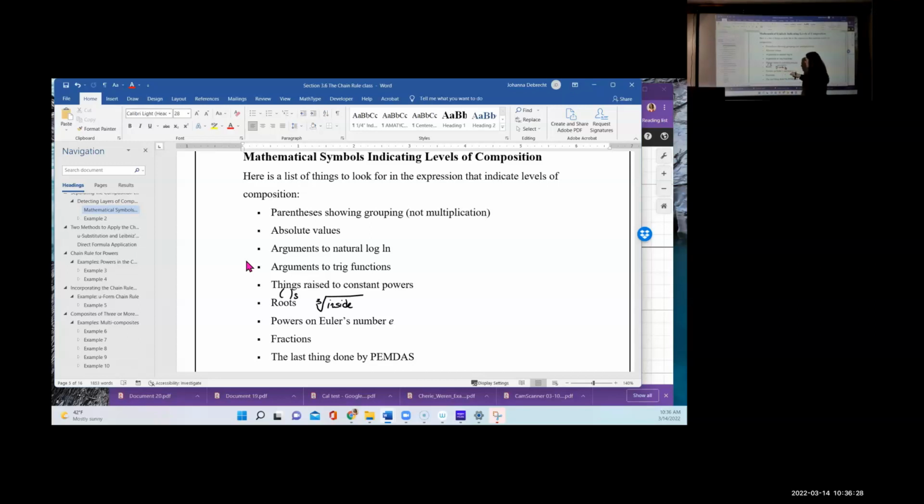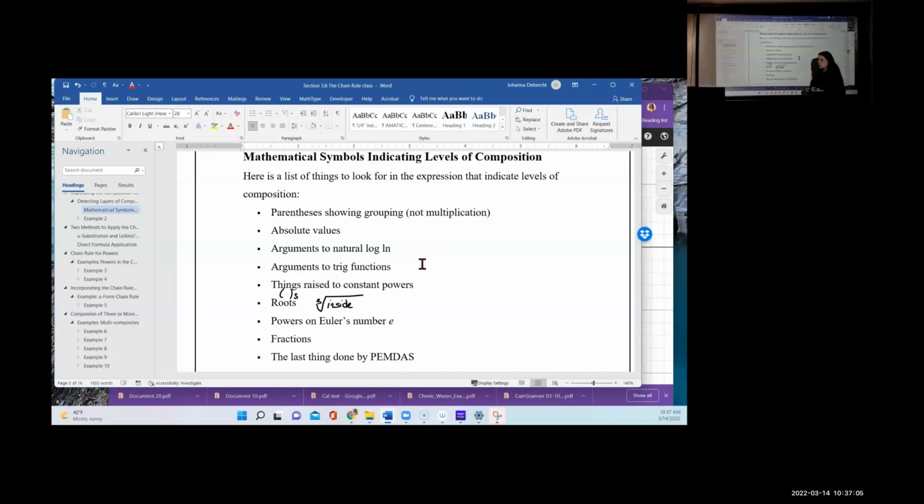Powers on Euler's number e. If you have e to the 3x squared plus 2, then you've got 3x squared plus 2 inside e to the x. Fractions are another way to show composition, usually the denominator, but not always, sometimes the numerator. And then you can also think about the order of operations. Remember, the order of operations is parentheses, exponents and roots, multiplication and division left to right, addition and subtraction left to right.